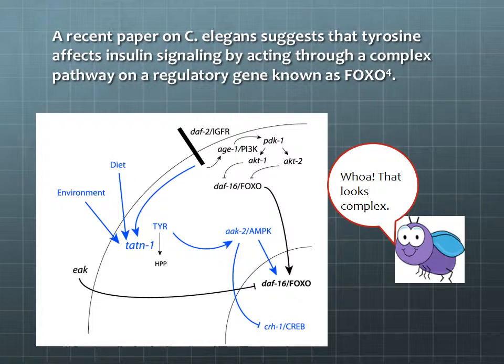Well, I'll tell you, Fred. A study on the worm C. elegans suggests that tyrosine can affect insulin signaling by acting through a complex pathway on a regulatory gene called FOXO. Whoa, that looks convoluted in nature.